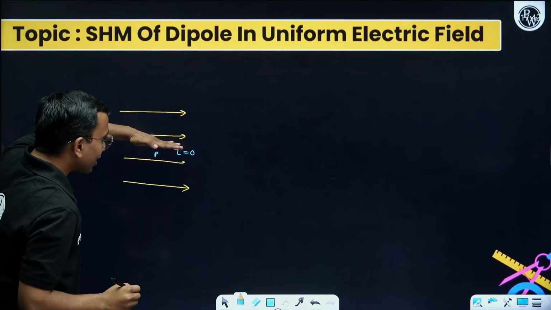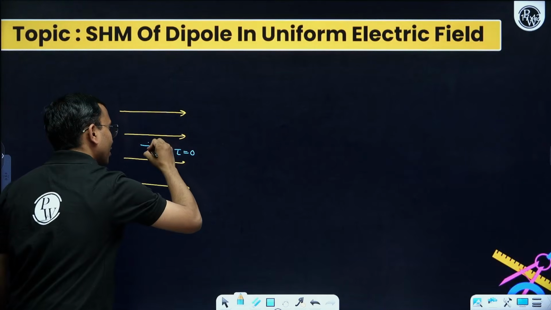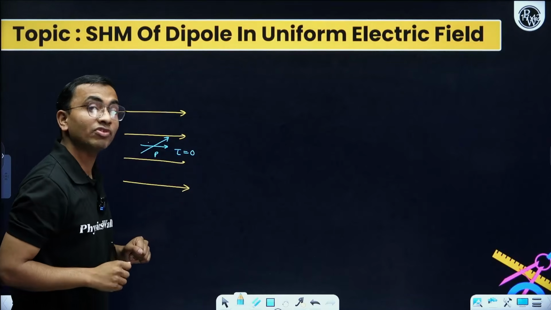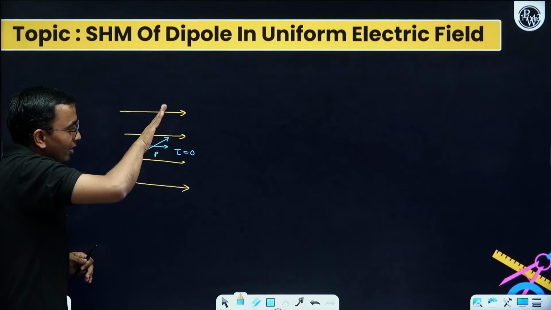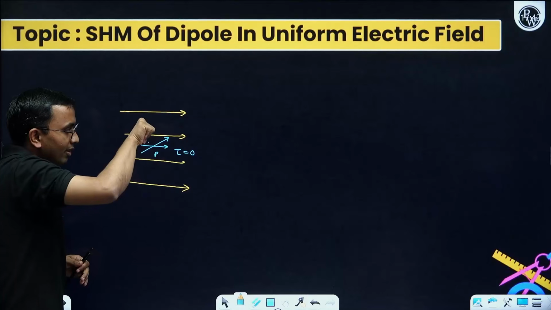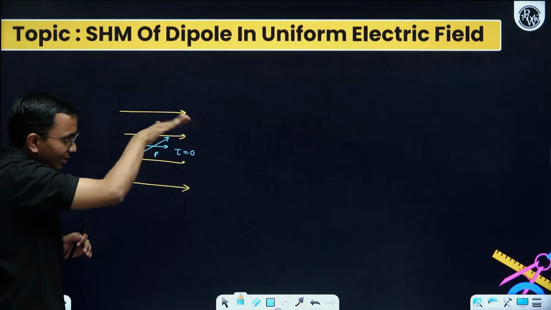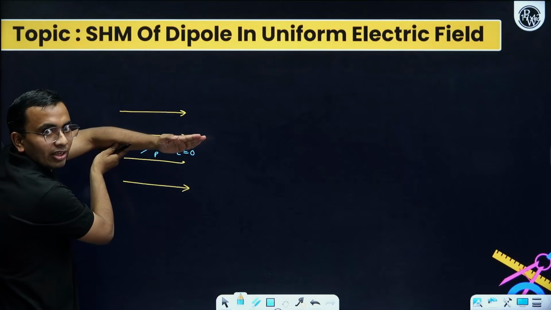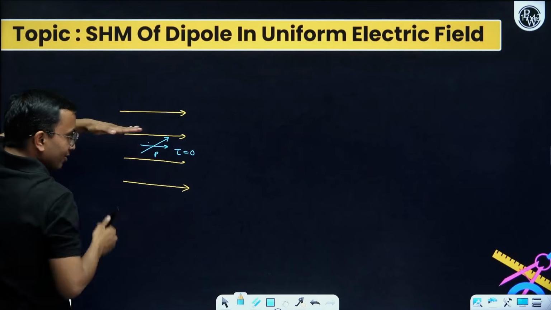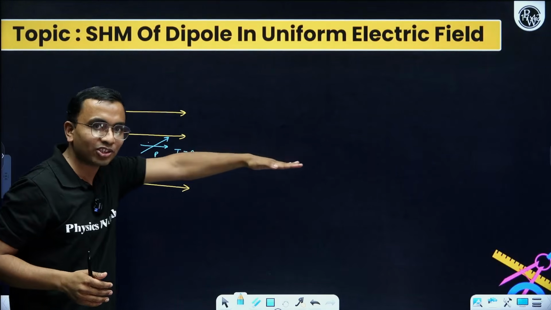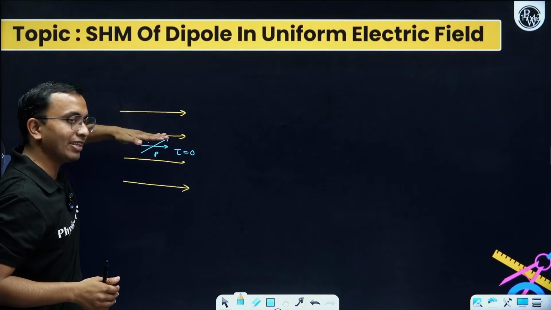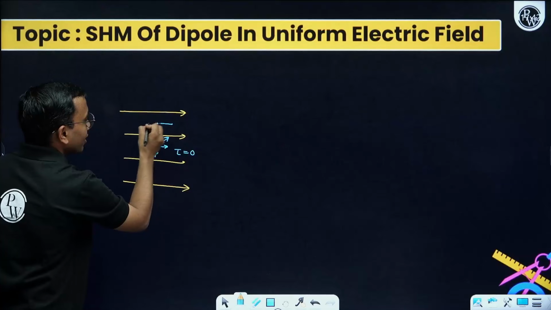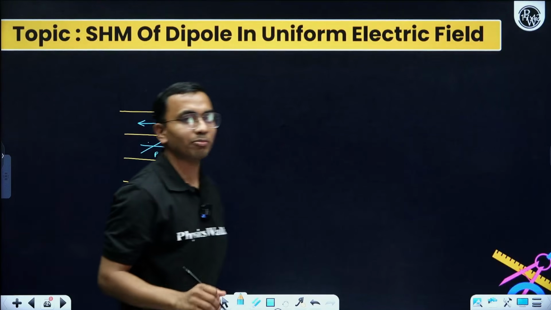Okay. Now if I displace it slightly by some angle theta like this, so what will happen? Torque will come. In which direction will the torque be? This is P cross E, so it will try to rotate like this. It will try to align itself in the direction of electric field. So actually this is its stable equilibrium, in the direction of electric field. Now you may say, sir, if we align in the opposite direction, this is also equilibrium, but that is unstable.